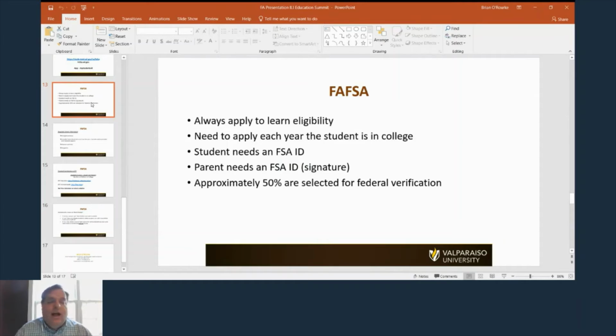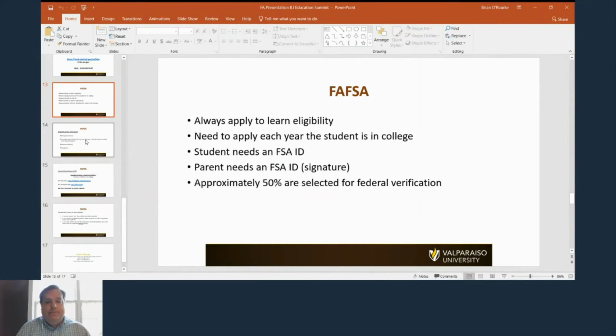reapply. Every year you're in college, the year before you have to reapply for financial aid. You're going to need an ID number to submit the FAFSA, and one parent is going to need a FAFSA ID number as well. Then roughly 50% are selected for verification.